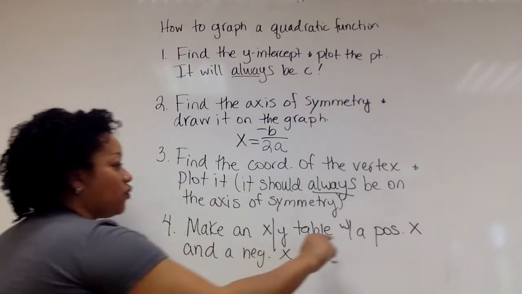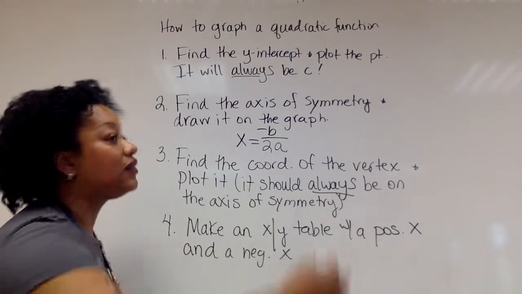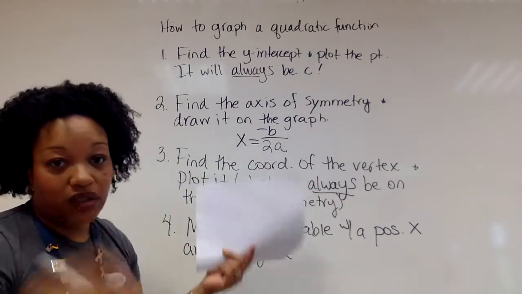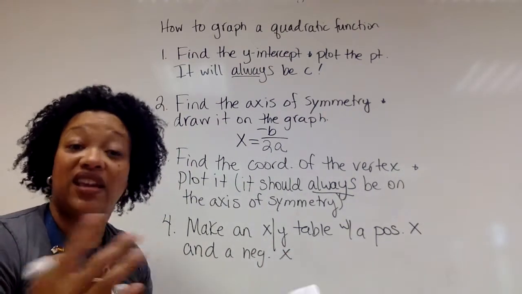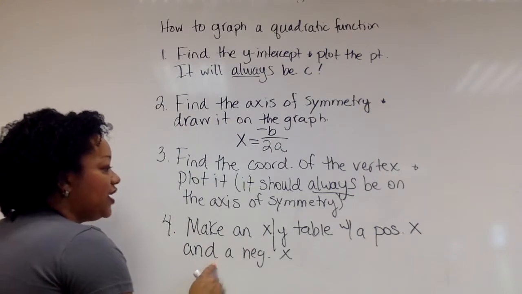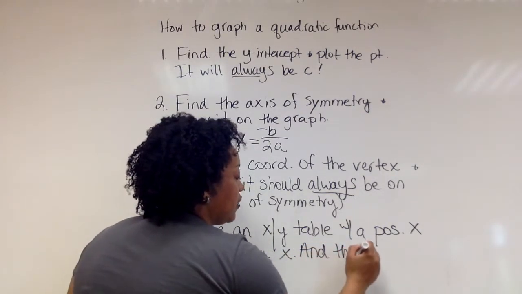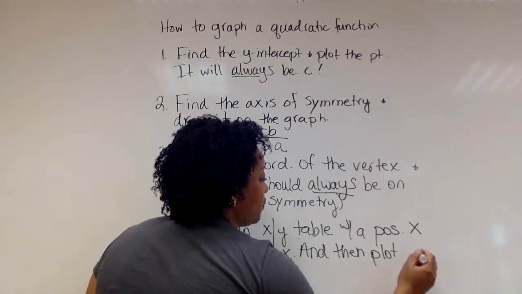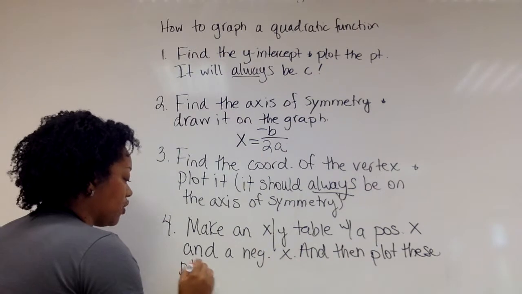So you're going to make the XY table with a positive x and a negative x. You get to pick, just don't pick anything crazy. Make it small, positive 1, negative 1, something easy. And then plot those points. Then you're ready to connect your points and make your curve. All right?